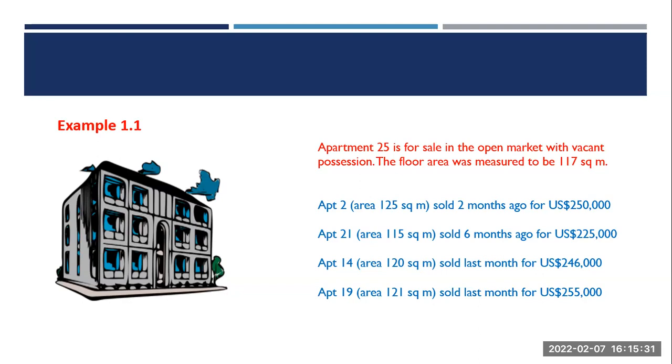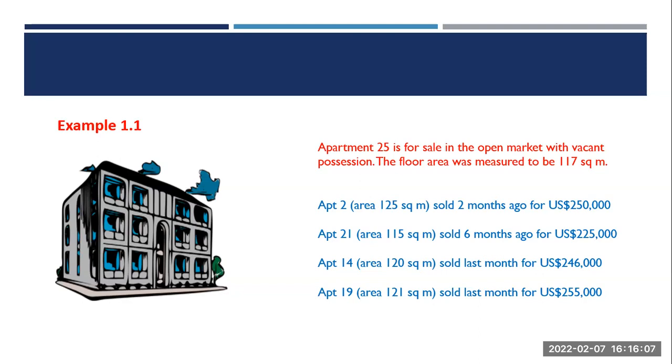And actually, we've got some evidence. We've done a little bit of research and we've seen some other properties for sale. Within the same building, apartment 2 has a slightly larger area of 125 square meters, and it sold 2 months ago for 250,000 US dollars. And we can see apartment 21. It's slightly smaller, only 2 square meters smaller, 115 square meters, and it sold 6 months ago for $225,000, so a little bit less.